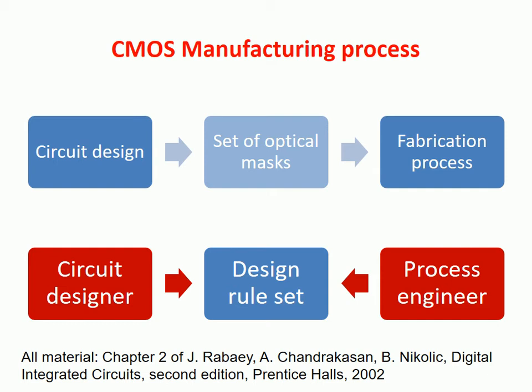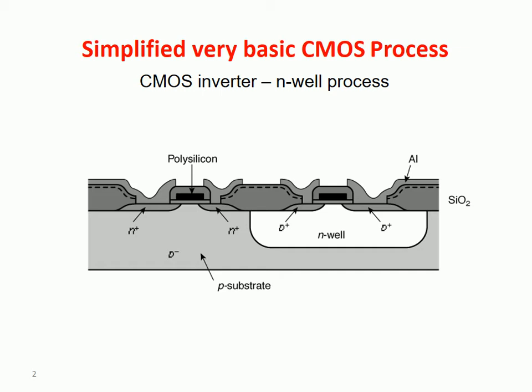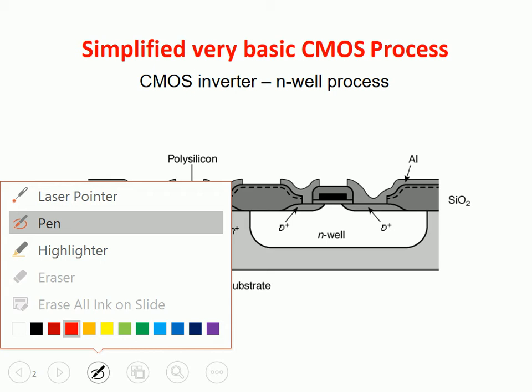Let's first consider this aspect of the fabrication process, then we go back. This is a picture of a very simple and quite old example of a CMOS process, a very basic one. This is the cross section of an inverter, a CMOS inverter. So the corresponding circuit is the one that we have considered up to now.